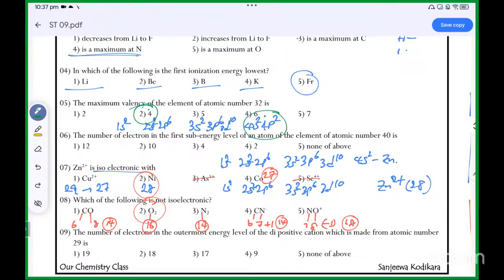The number of electrons in the first sub-energy level of an atom of the element of atomic number 40 is... So here, no need to write down the configuration as well. The first sub-energy level, we are talking about here 1s. Even though that is 40 or 50 or something like that, they are talking about the first sub-energy level.